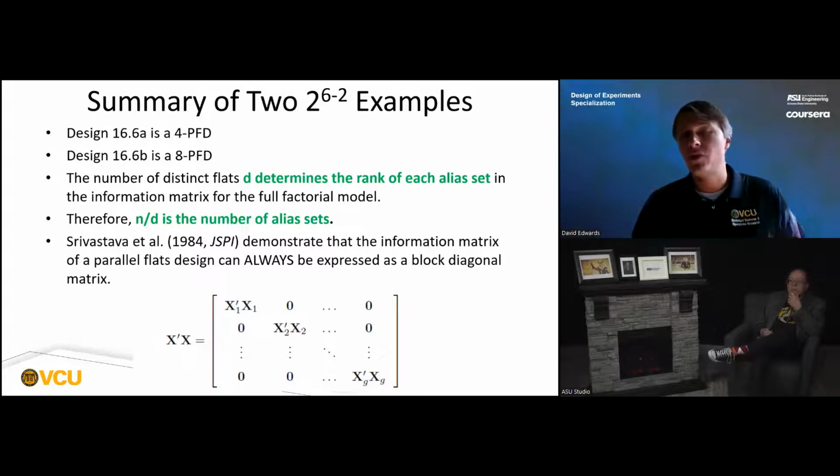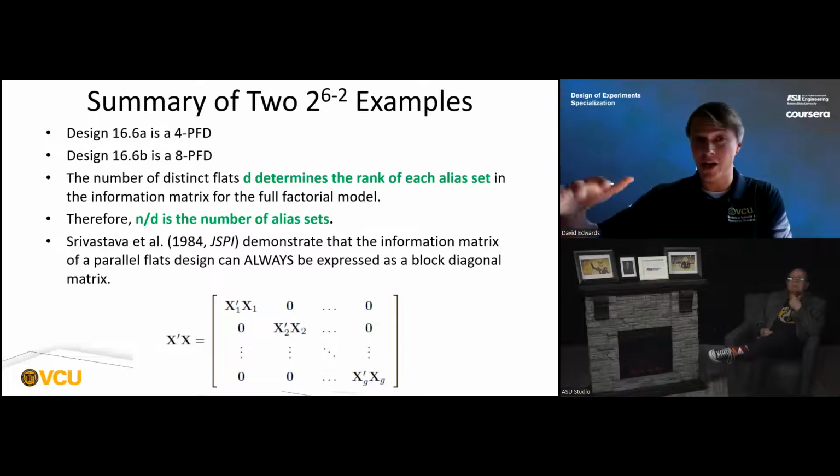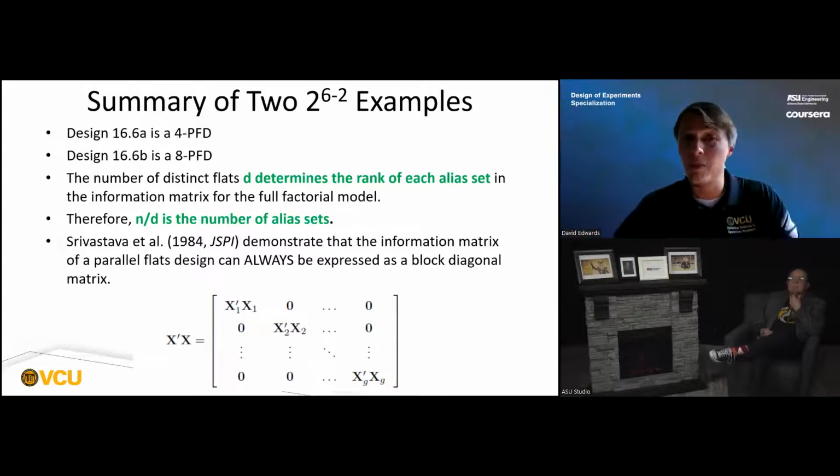The design on the left was 4 fractions together. We call that a 4 parallel flats design. The design on the right was 8 fractions together. We call that an 8 parallel flats design. And the number of distinct flats determines the rank of each alias set. In other words, how many terms could I estimate in each of those alias sets?